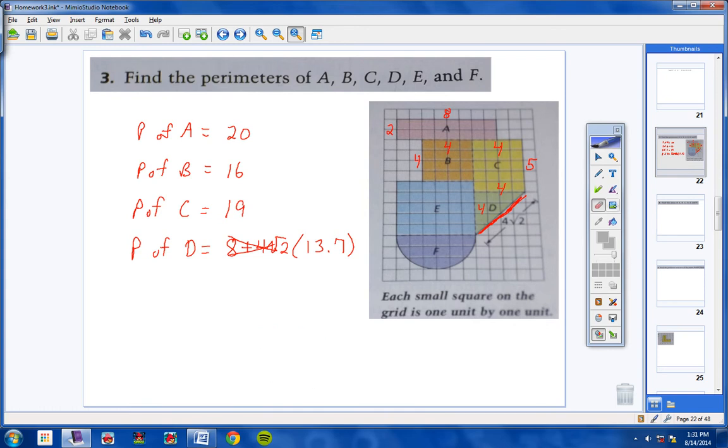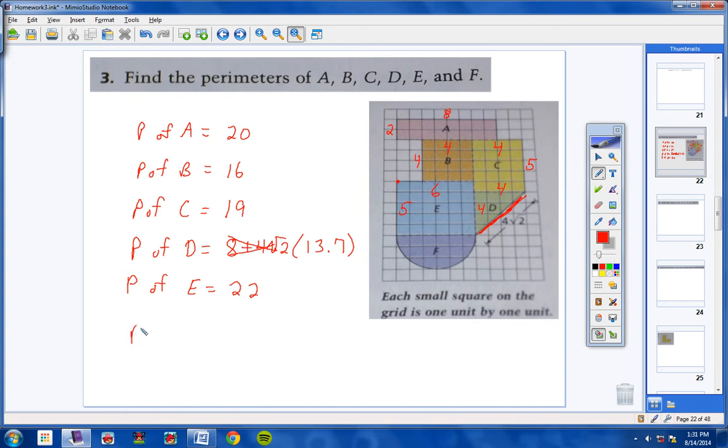All right, moving on to the perimeter of E. The perimeter of E, my length right here is 1, 2, 3, 4, 5. So I have a length of 5 right here. And then going across 1, 2, 3, 4, 5, 6, a length of 6. So the perimeter of E is 5 plus 6 plus 5 plus 6, which would give you 22.